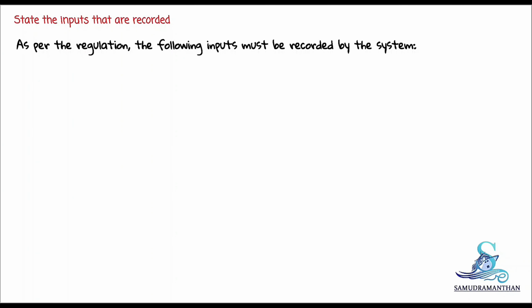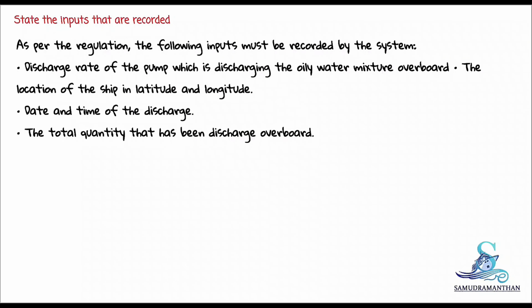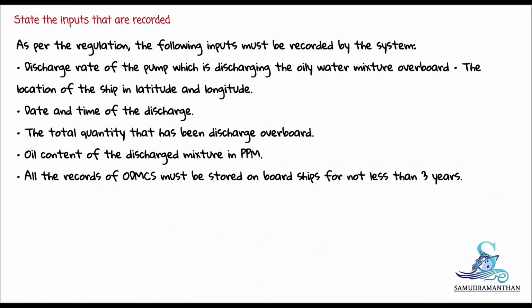Let's move to the second part of the question. State the inputs that are recorded. As per the regulation, the following inputs must be recorded by the system: discharge rate of the pump which is discharging the oil-water mixture overboard, the location of the ship in latitude and longitude, date and time of the discharge, the total quantity that has been discharged overboard, and oil content of the discharge mixture in ppm. All the records of the ODMCS, Oil Discharge Monitoring Control System, must be stored on board ship for not less than 3 years.